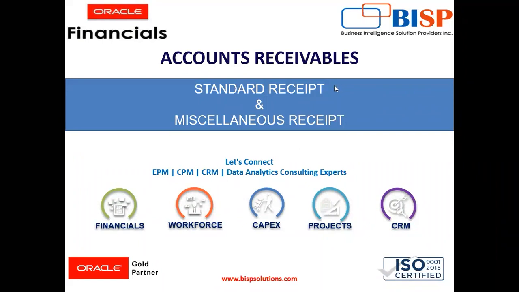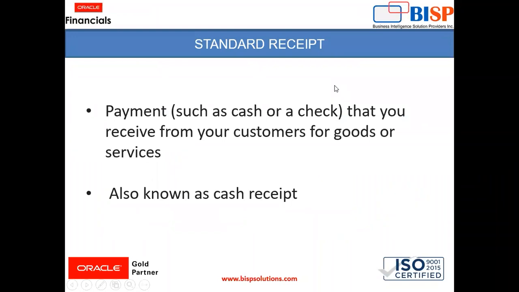Today we are going to see the standard receipt and miscellaneous receipt in account receivable. First of all, what is standard receipt? It's nothing but a payment that you receive from your customer for the goods or service which you have rendered or supplied to the customer. It is also known as cash receipt.